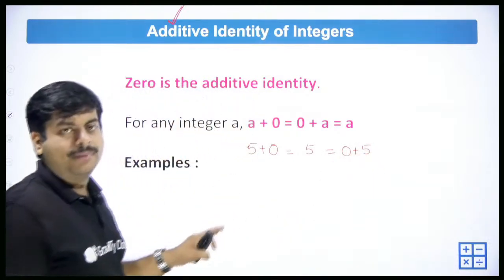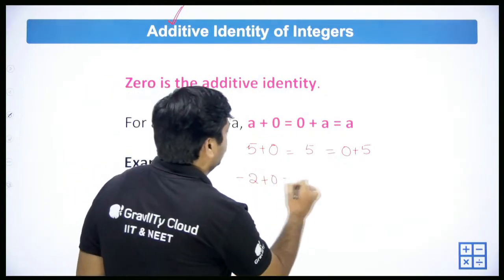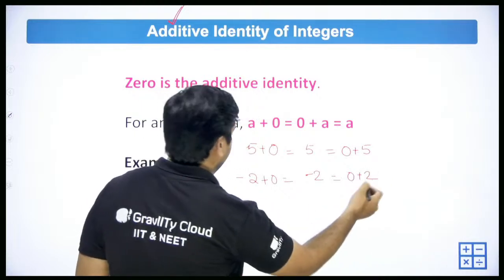It is a positive number, so you may ask me about negative numbers. Yes, minus 2 plus 0 is equal to minus 2. It is equal to 0 plus minus 2.